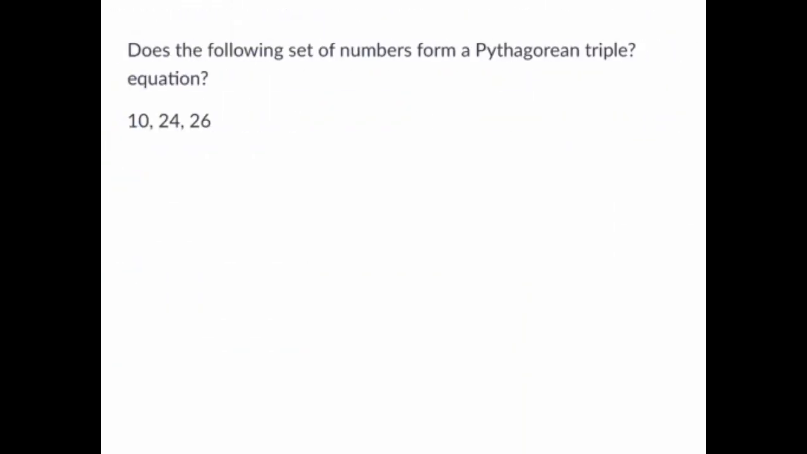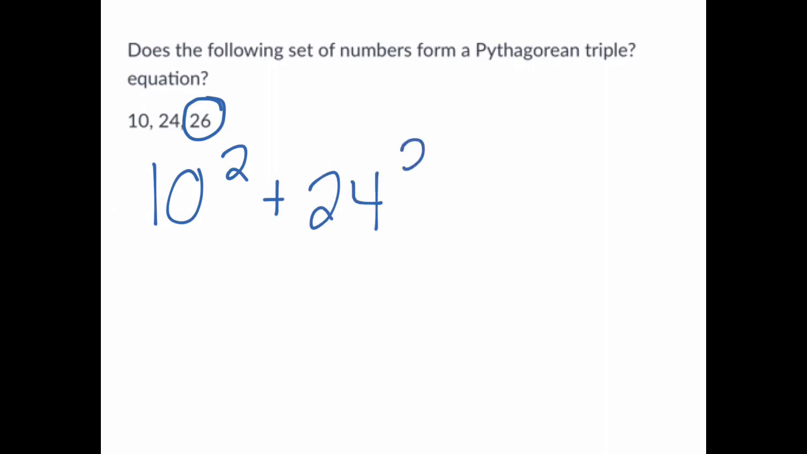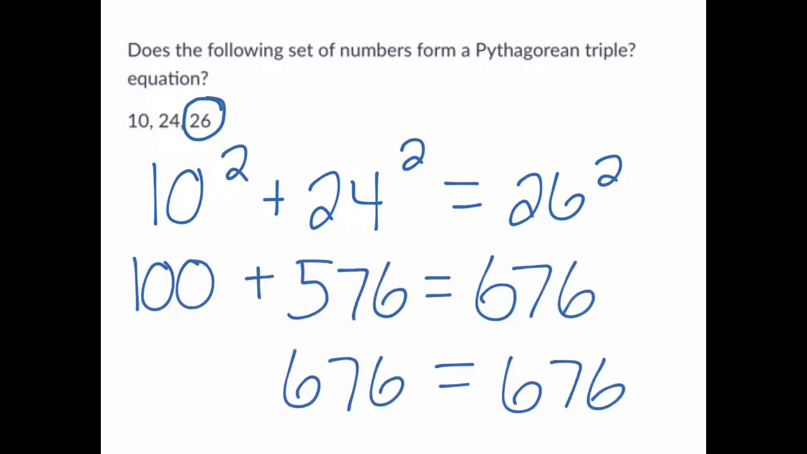Our next question wants to know if these numbers form a set of Pythagorean triples. So it is important to remember that the hypotenuse is always the largest number. So in this case, it'd be the 26. So you'd have the 10 squared plus the 24 squared would need to equal the 26 squared if this was a Pythagorean triple. And when you do the math here, what you see is that 676 on the left does equal 676 on the right. So these are Pythagorean triples.